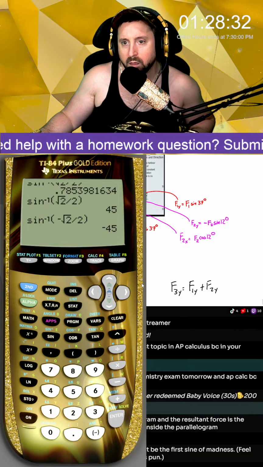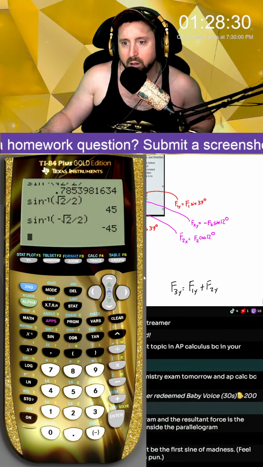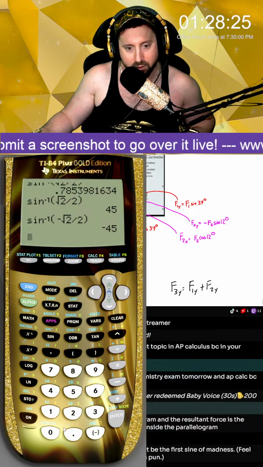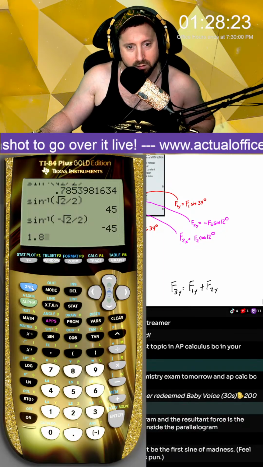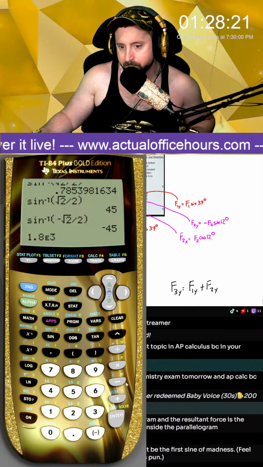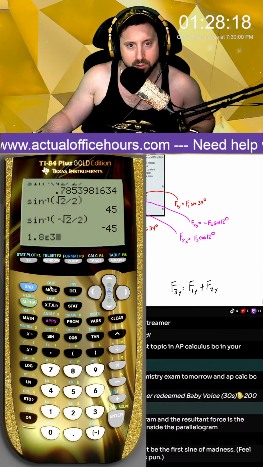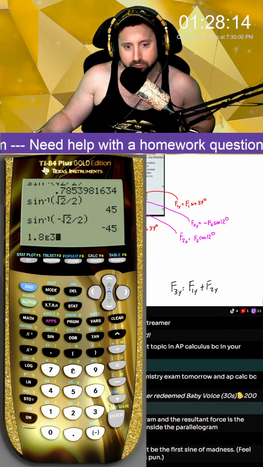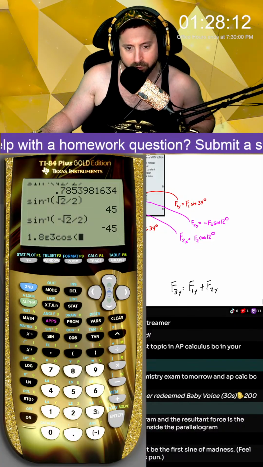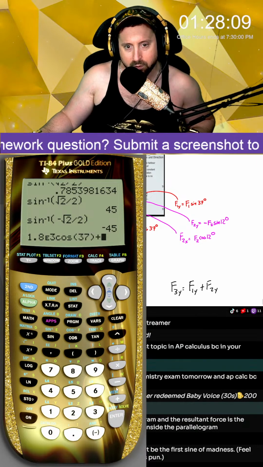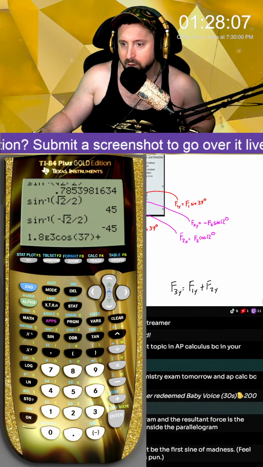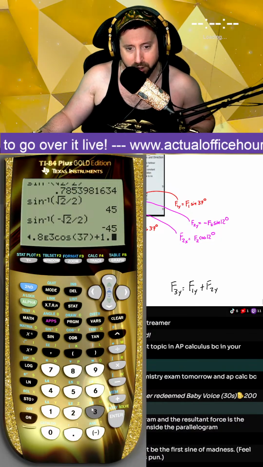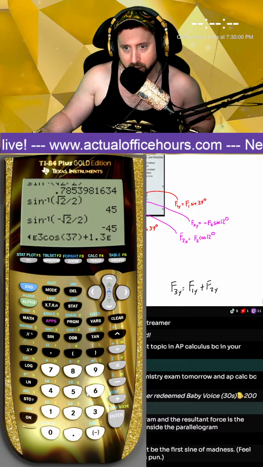What is F1? 1.8 times 10 to the 3. Okay, so 1.8 times 10 to the 3. And then let's make sure we're in degree mode. Yep, good. So I'm going to do that times the cosine of 37 degrees. That's F1x. And then plus F2x, which is going to be 1.3 e to the 3.